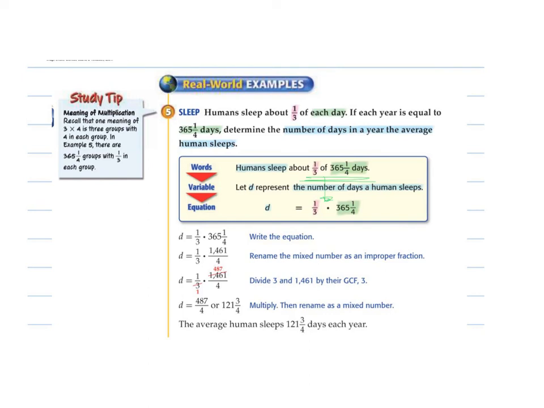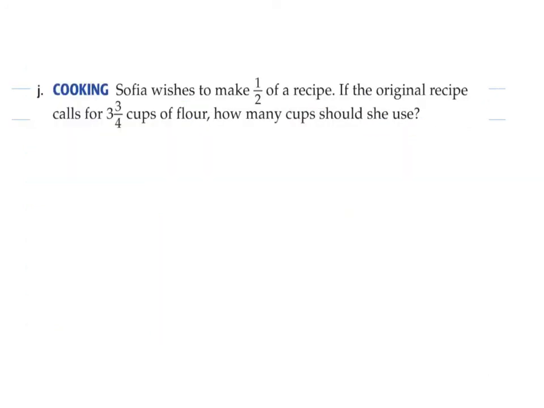And then if you look here, because we have a really large number right here, this is showing you how you can use cross cancellation to make a smaller number. So see how we cross canceled it here to get a smaller number, and then it ends up going there. So if you want to pause and see an example of it, feel free, and you can look closer at what they're doing. And then last one, Sophia wishes to make half of a recipe.